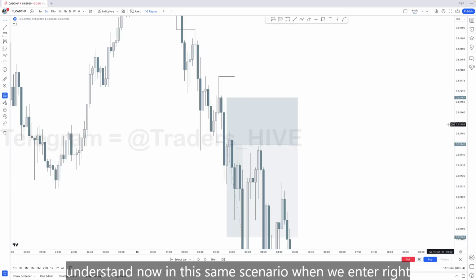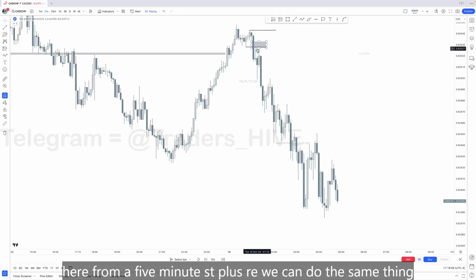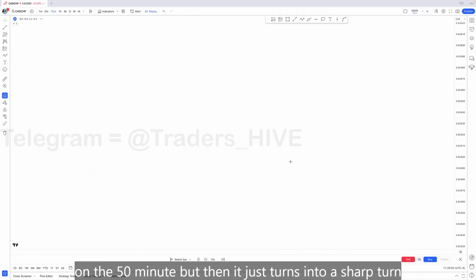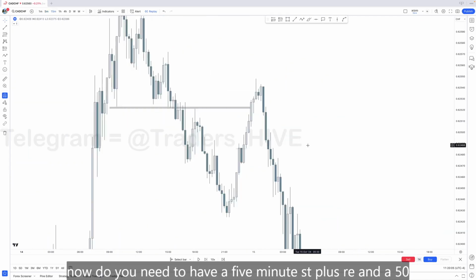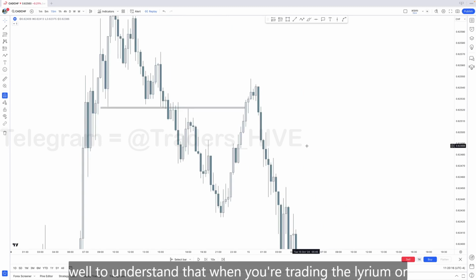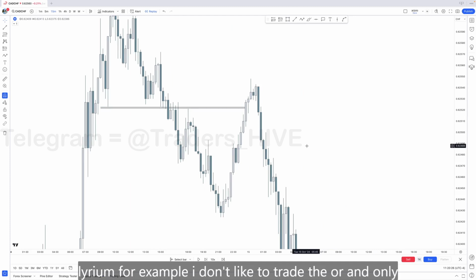Very important to understand. Now, in this same scenario, when we enter right here from a 5-minute ST plus re, we can do the same thing on the 50-minute, but then it just turns into a sharp turn. Now, do you need to have a 5-minute ST plus re and a 50-minute ST? No, choose one of them, please. Very important as well to understand that when I'm trading Delirium, for example, I don't look at 5-minute ST plus re and a 50-minute ST, which one is better to enter from. No, I simply stay on my time frame for my entry confirmation.